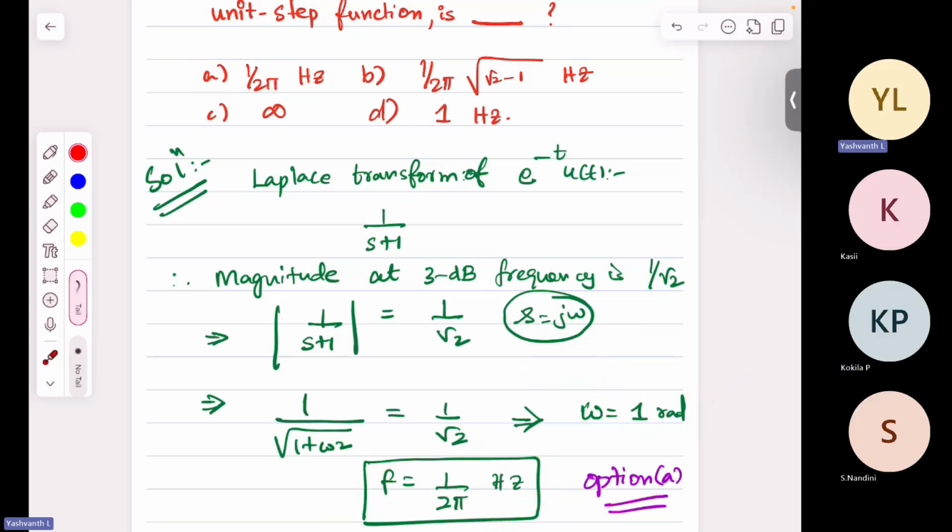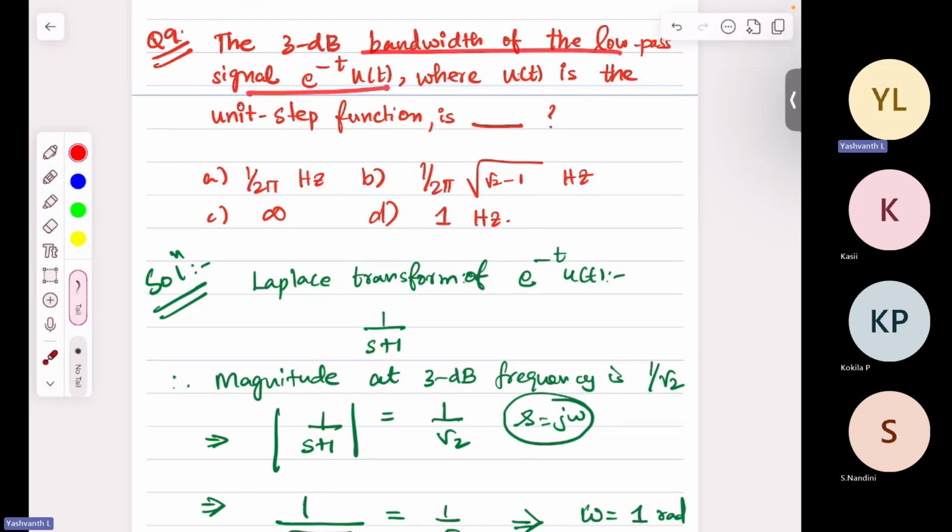So this is the 3 dB bandwidth of the low pass signal e power minus t into u of t.